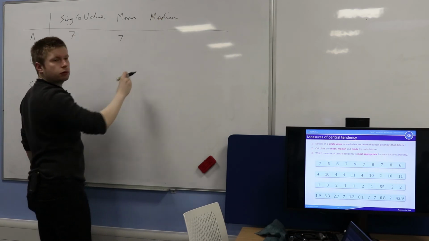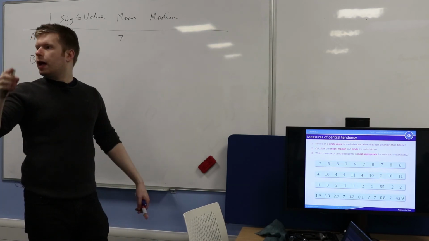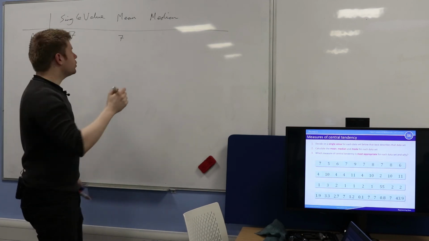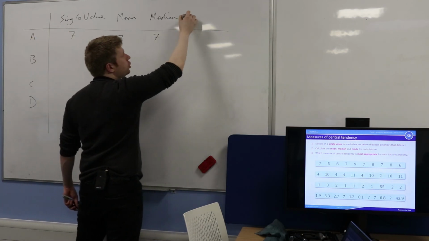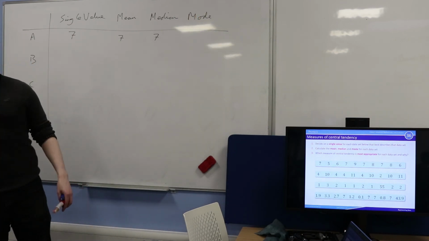7. Did you get 7? Yeah, remember 7 it's for the median. You need to order them and then find the n plus 1 over 2th value. Yeah? So you got 7? Yeah. Fantastic. What did you get for the mode? 7. Was it 7? 7.